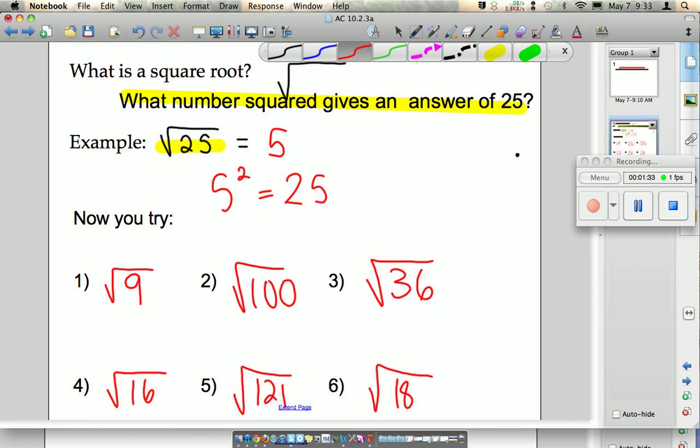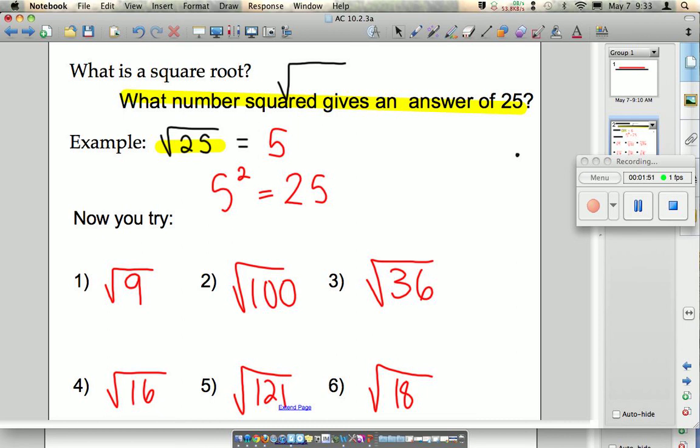The square root is the opposite of squaring. So we know this 2 right here means take 5 to the second power, but we also say 5 squared equals 25. And so the square root is the opposite, just like multiplying and dividing are opposites. Same with square and square root.